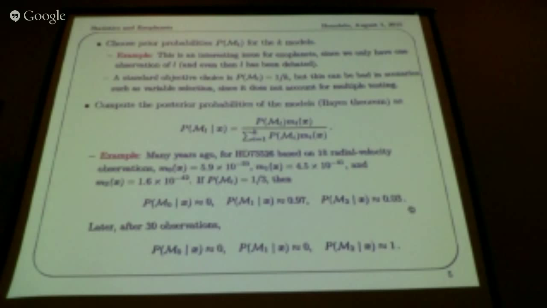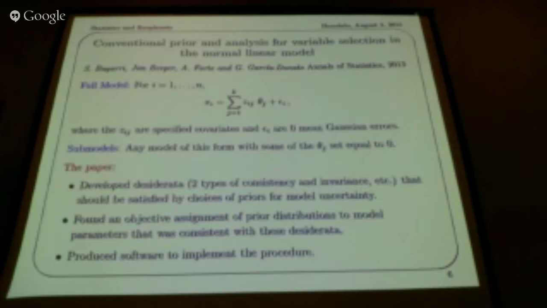Later on, 30 observations became available, and it became clear that both the 0 planet and the 1 planet model would be ruled out. So it had to be at least 2, maybe higher. Anyway, that's just how Bayes' theorem works. It produces the answers. That was my last exoplanet example. Sorry, like I said, I haven't been working in the area for 10 years.